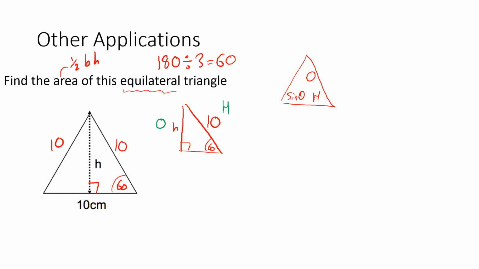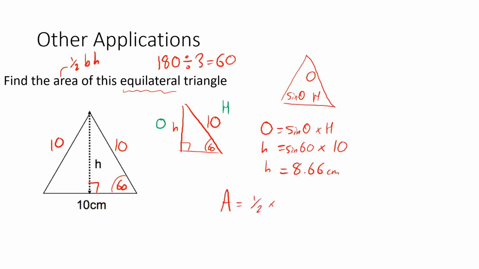If we want to find the opposite, we're going to multiply those two things together. So that means we're going to do sin 60 times the hypotenuse, 10, to get our height, and that's going to be 8.66 centimeters. And then we can go for the area. We can go a half times the base. Now remember, the base of the whole triangle is 10, times the height, which we worked out, and that should give us a final answer of 43.3 centimeters squared. So yeah, application.